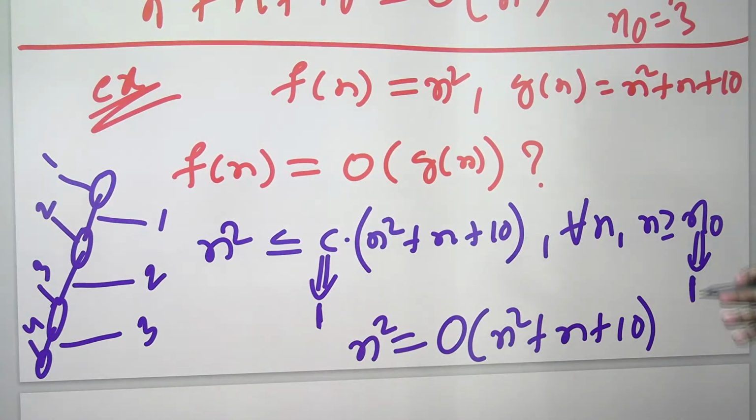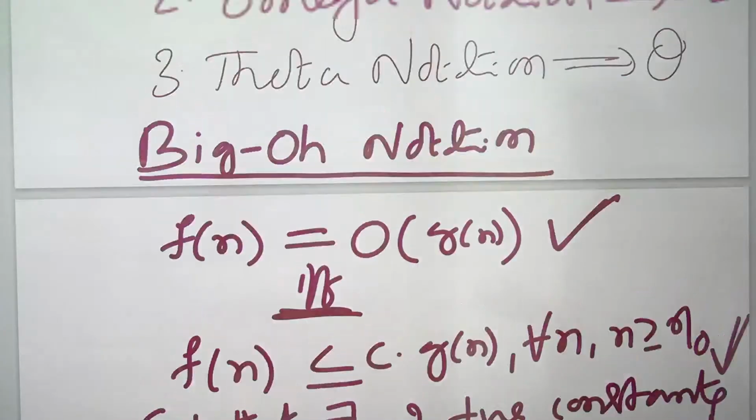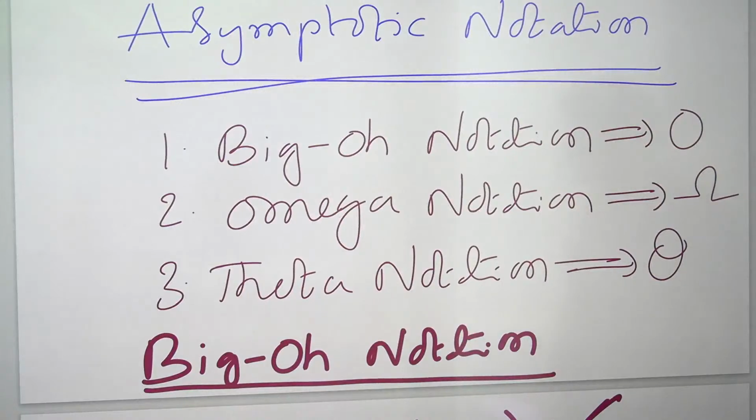I think this example also. Until now, what I covered: asymptotic notation started. Asymptotic notation internally contains big O, omega, theta. I started big O.